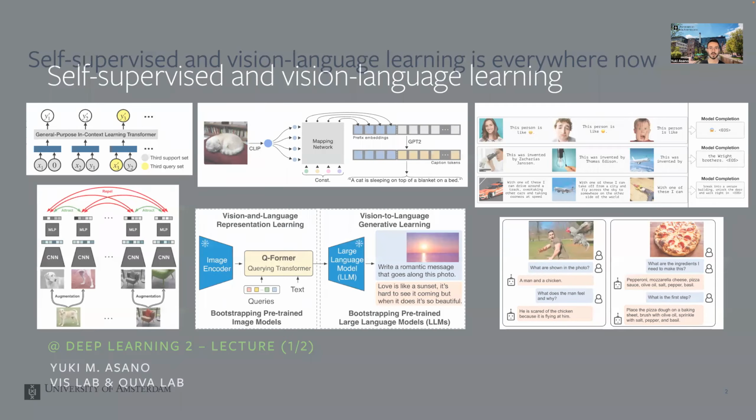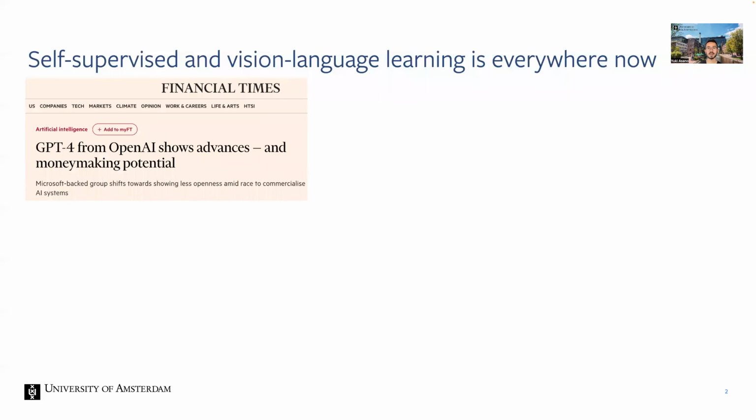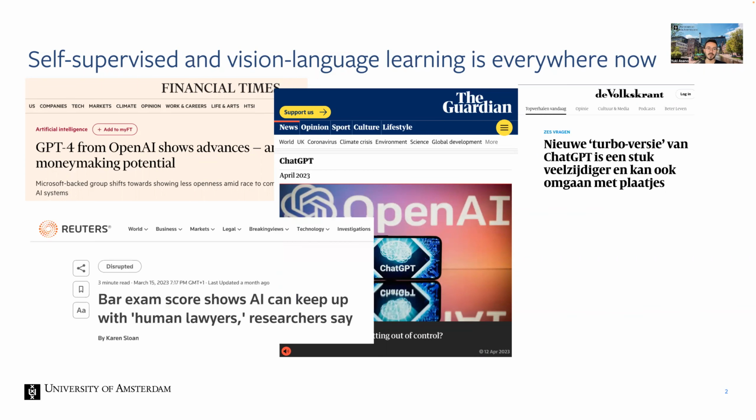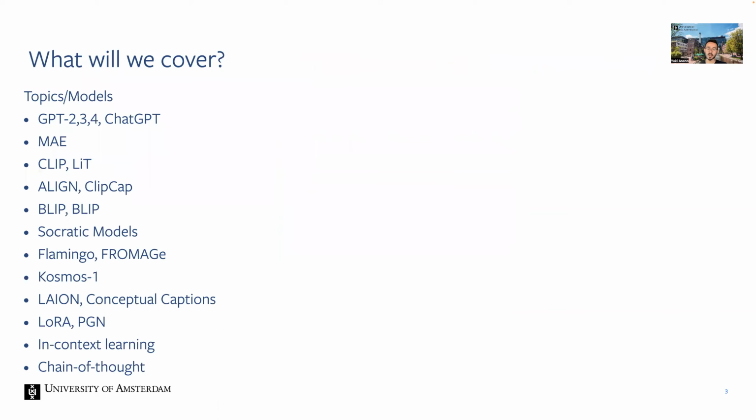And of course, we know self-supervised and vision language learning is everywhere now, notably with GPT-4 making the news. I mean, The Guardian has its own section on ChatGPT-related news, where ChatGPT, of course, the underlying model GPT-3, was trained using self-supervision, and then all kinds of other things that you've probably seen if you're around on the internet. And in this course, we will cover a bunch of models, a bunch of ideas that these models propose.